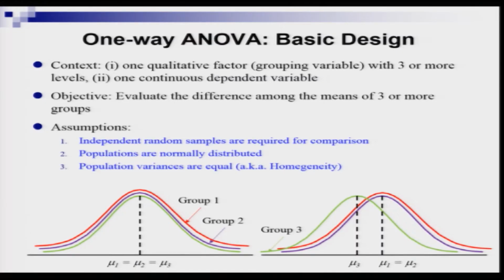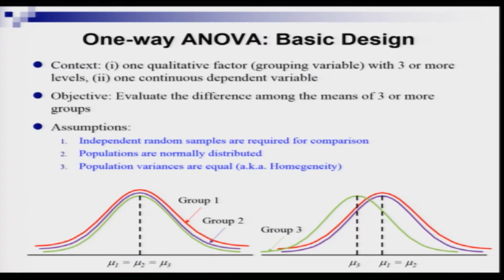Now, in the following slide we are going to talk about the basic design of one-way ANOVA. So, what is the context? Under one-way ANOVA we are going to explain the variation of one continuous dependent variable in terms of one qualitative factor or grouping variable with 3 or more levels. And what is the objective? Well, we have already laid out the objective in the previous slide, but let me repeat again. Under one-way ANOVA our objective is to evaluate the difference among the means of 3 or more groups.